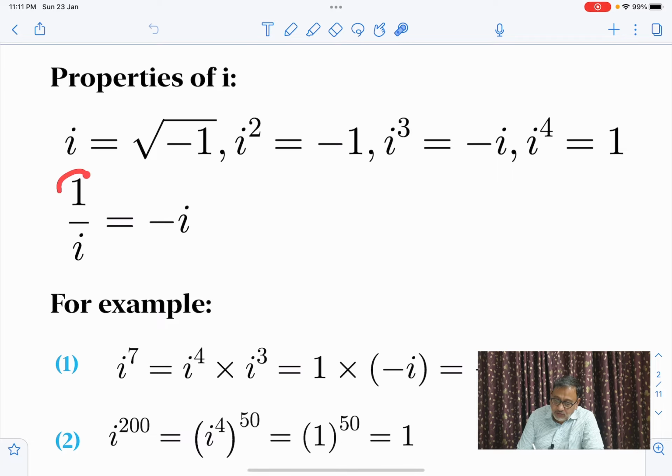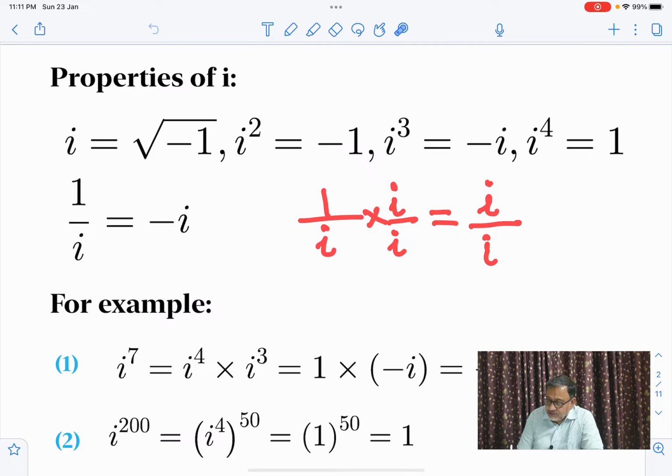Then 1 over i is negative i. How do we get that? 1 over i multiplied by i in the numerator and denominator. So numerator will be i, denominator will be i square. And we know that i square is minus 1. So this minus sign will go up, and like that it will become negative i.